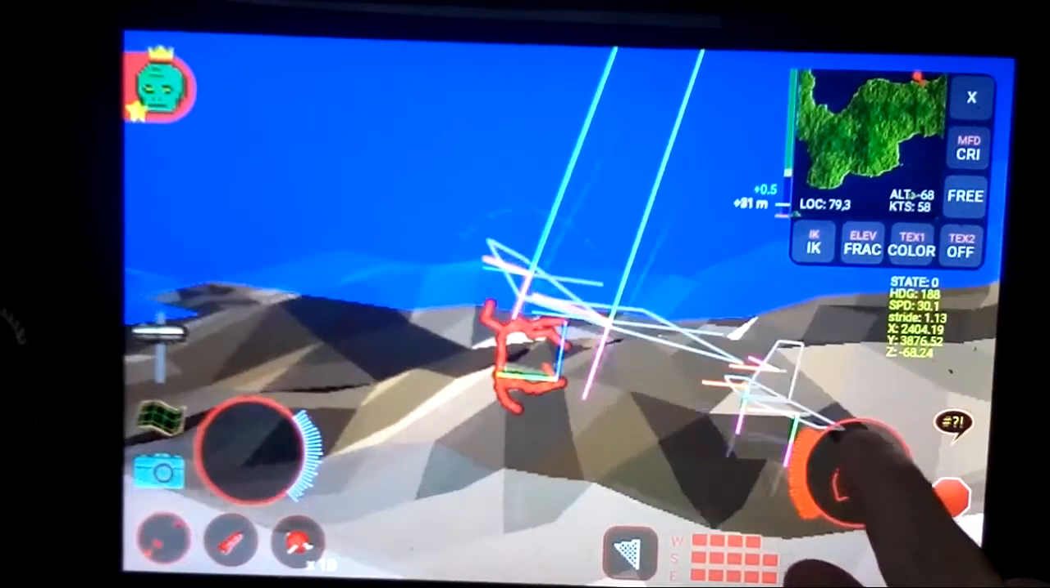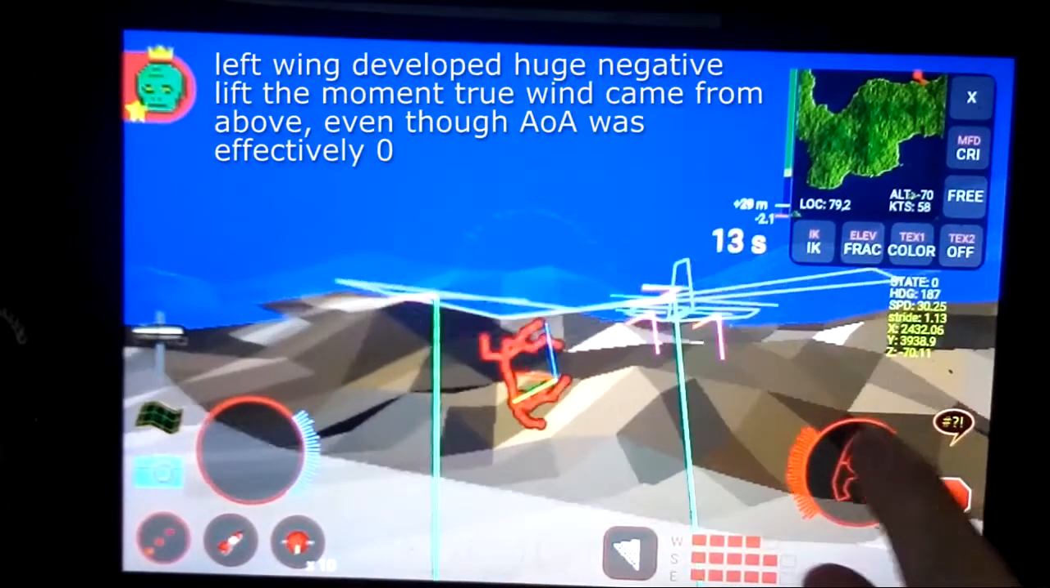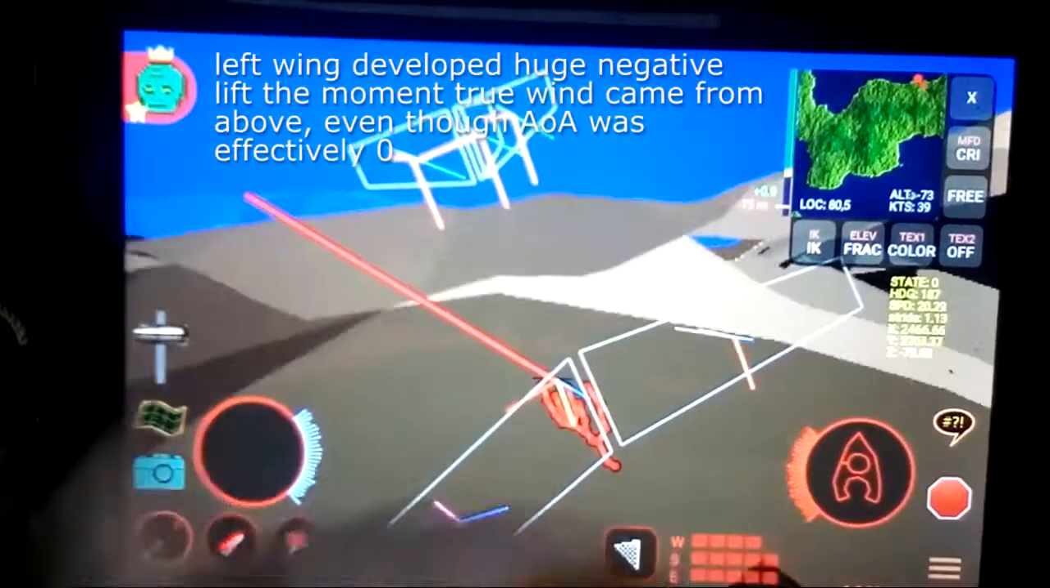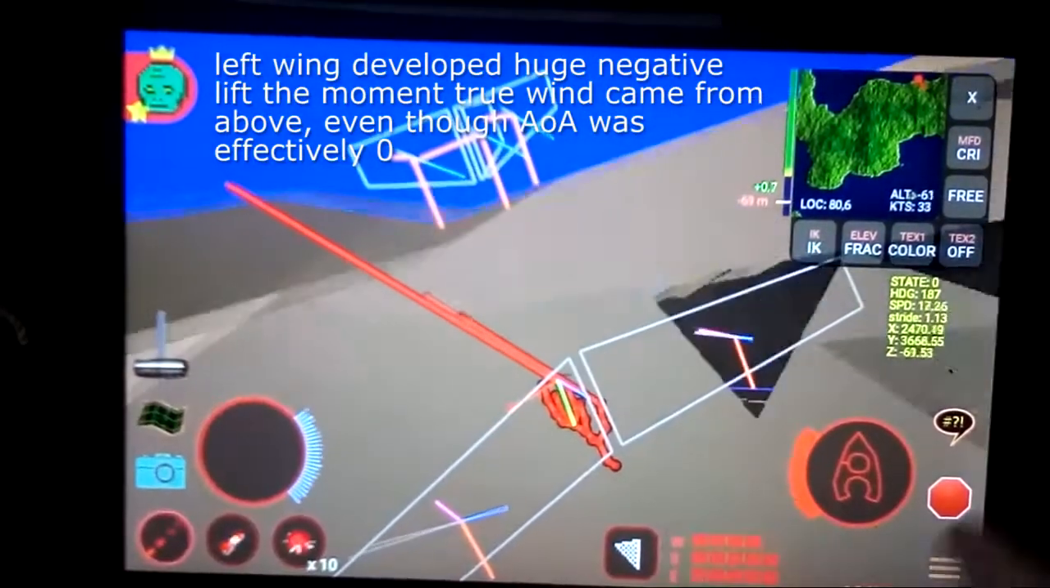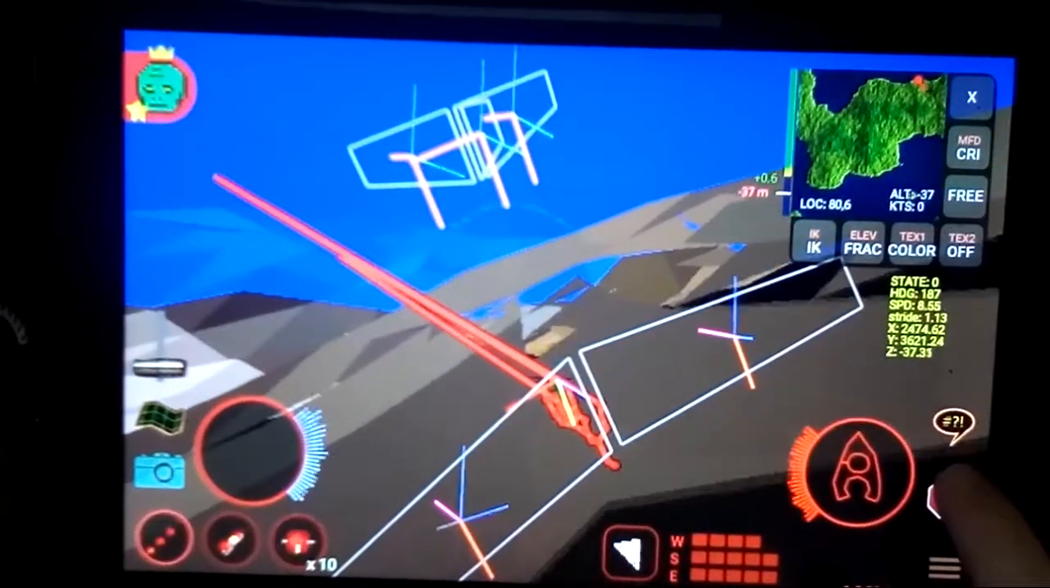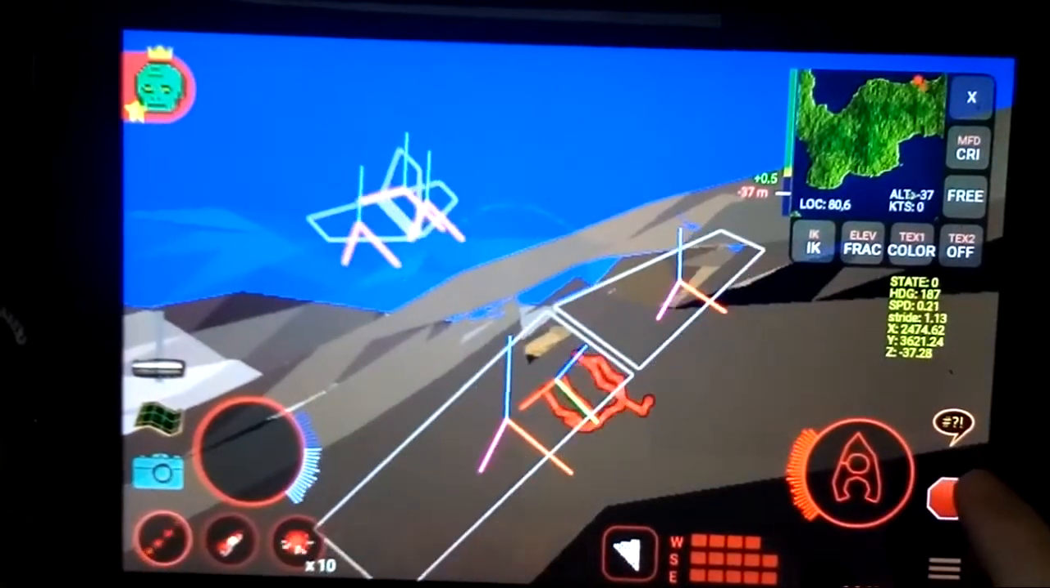Okay, this time watch your angle of attack. Okay. Okay, power off. Wait for it to bounce back.